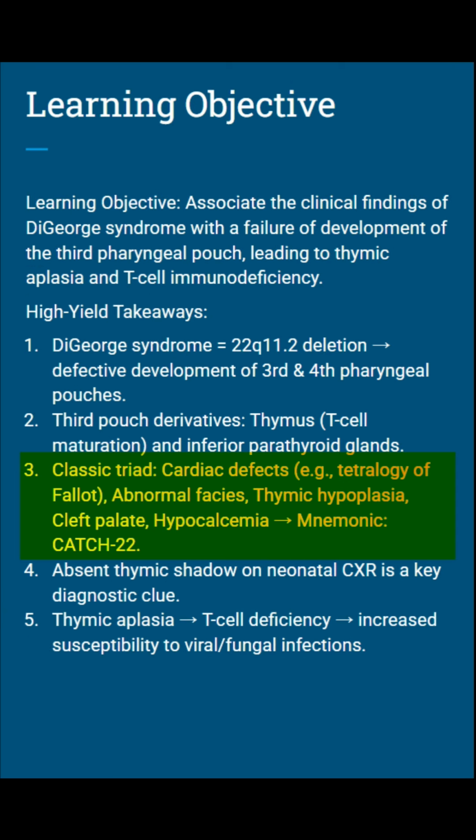Now let's synthesize. For USMLE, you need 2-part recall for DiGeorge. First, the clinical mnemonic, CATCH 22. C for cardiac defects, A for abnormal facies, T for thymic hypoplasia, C for cleft palate, H for hypocalcemia, and 22 stands for chromosome 22q11.2 deletion.